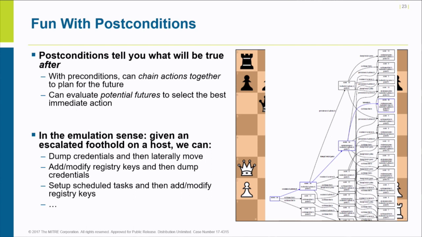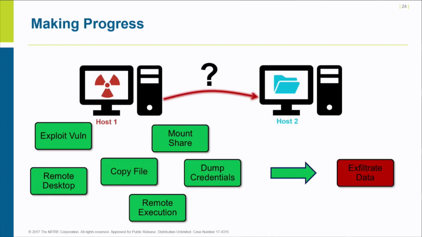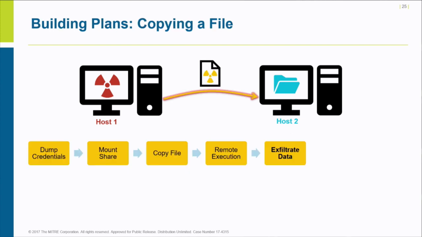something. We dump credentials and we laterally move. We might add or modify registry keys and then dump credentials. We essentially construct a search space of all the possible plans and all the possible actions. So jumping back to the running example, how do I go back from host 1 to host 2? Well, the idea is, again, I can chain these actions together.